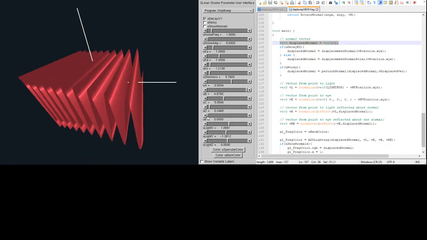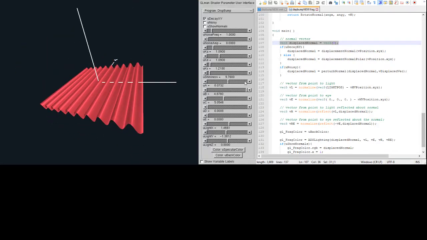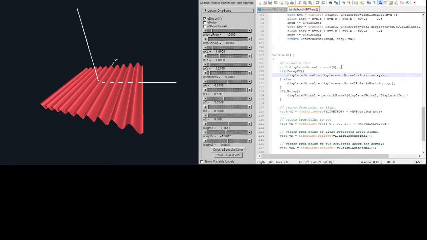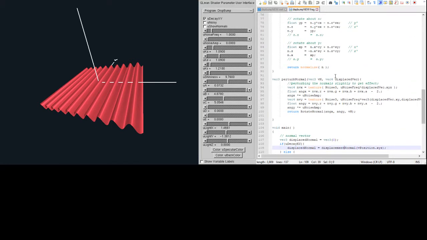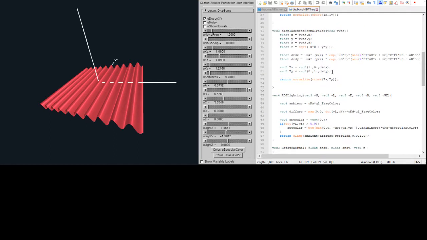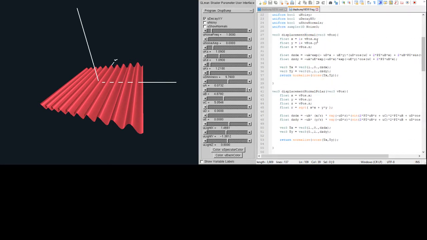In the case that this is checked, I'm using Cartesian x, y coordinates. So the normal here is this function displacement normal. So I scroll up to displacement normal. You can kind of see what I'm doing. I do this to keep x and y positive.